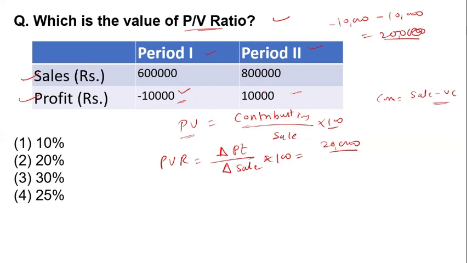So that's why we write the 20,000, and the difference between 6 lakhs and 8 lakhs is 2 lakhs, multiplied by 100. So when we calculate that, the answer will be 10%. So option number 1 is correct for this question.